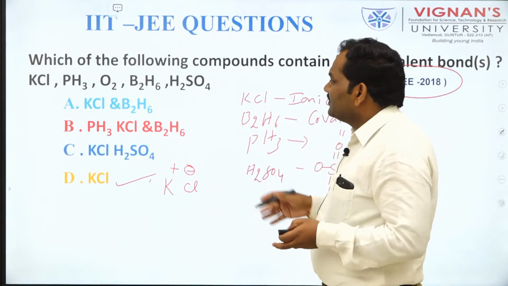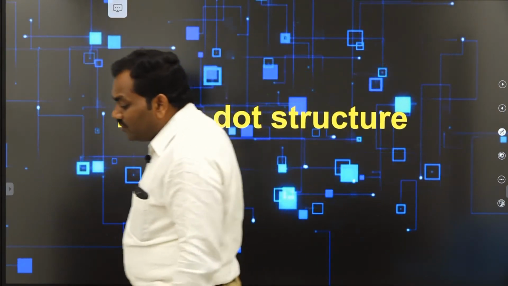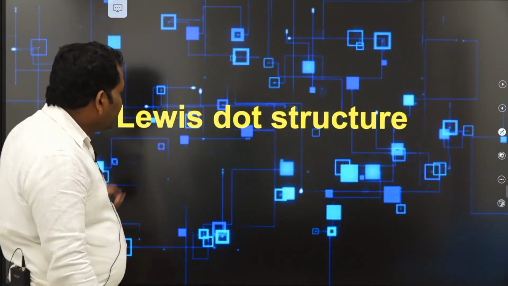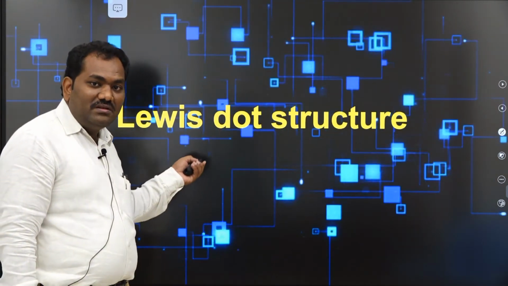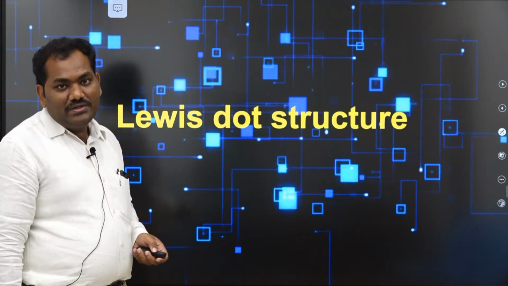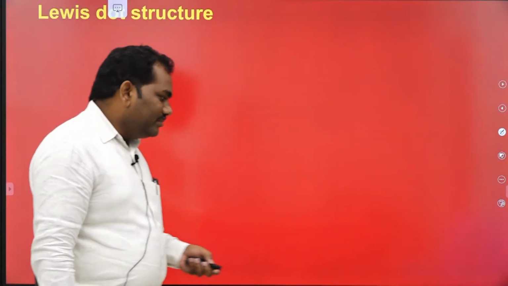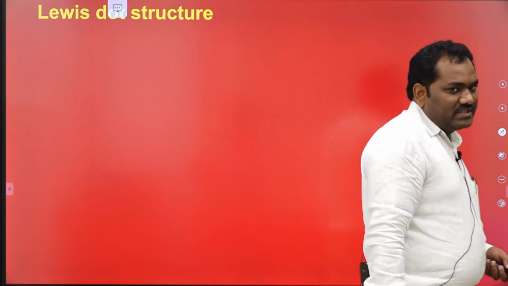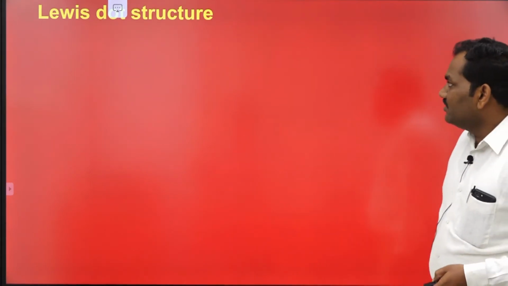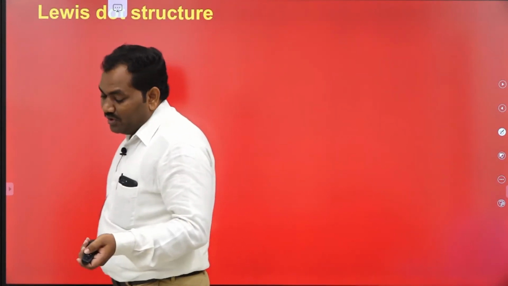Okay, easy question. Let's discuss how to write the Lewis dot structures for covalent molecules. It can be completed in 4 or 5 steps. 4 or 5 steps are involved in writing the Lewis dot structure for any molecule.